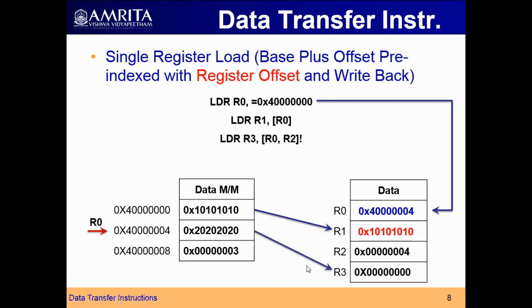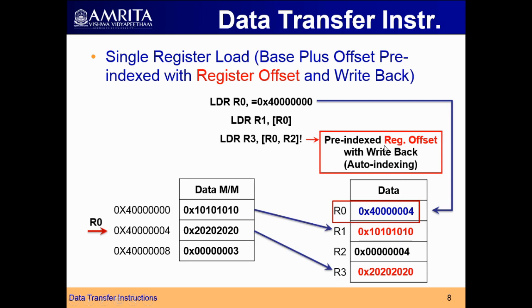Right? So the operation is the same, but the only difference is that instead of an immediate offset value, you are having the offset value in another register known as R2, right? And the content of the address location pointed by R0, that is this content, will be moved on to R3. So R3 will be having this data. The only difference is that the offset value was stored in another register known as R2. That is why it is known as pre-indexed addressing mode with register offset along with the write back. Right, the only difference is in the register offset.